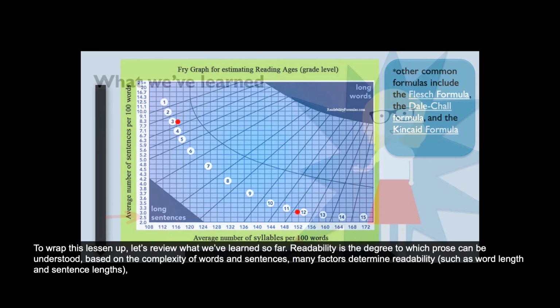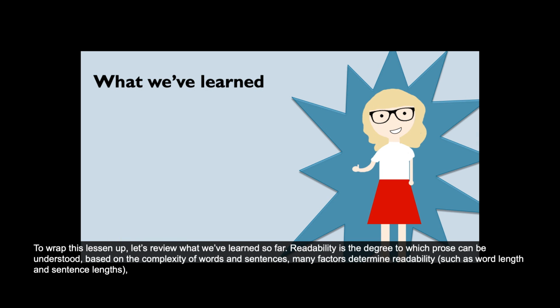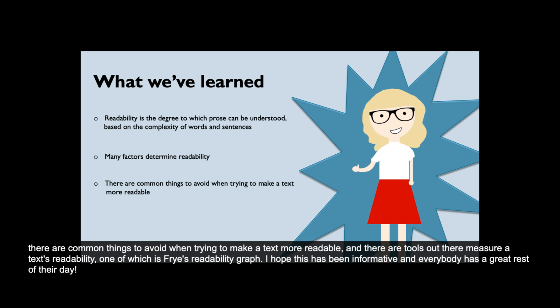To wrap this lesson up, let's review what we've learned so far. Readability is the degree to which prose can be understood based on the complexity of words and sentences. Many factors determine readability, such as word length and sentence length. There are common things to avoid when trying to make a text more readable. And there are tools out there to measure a text's readability, one of which is Fry's readability graph.